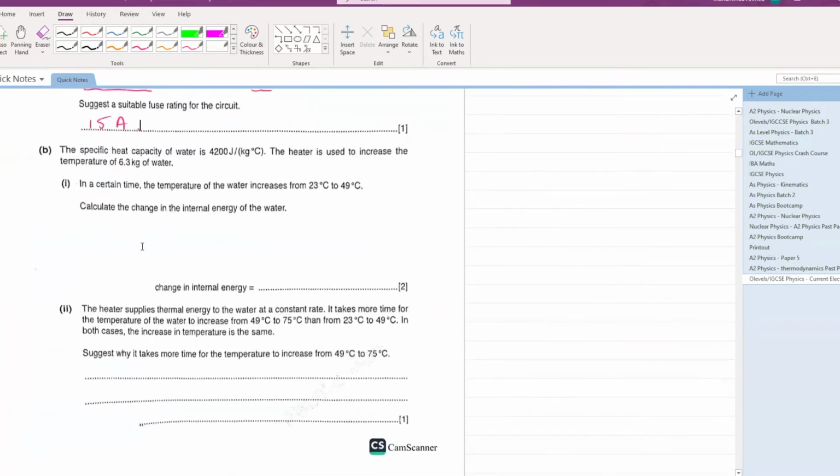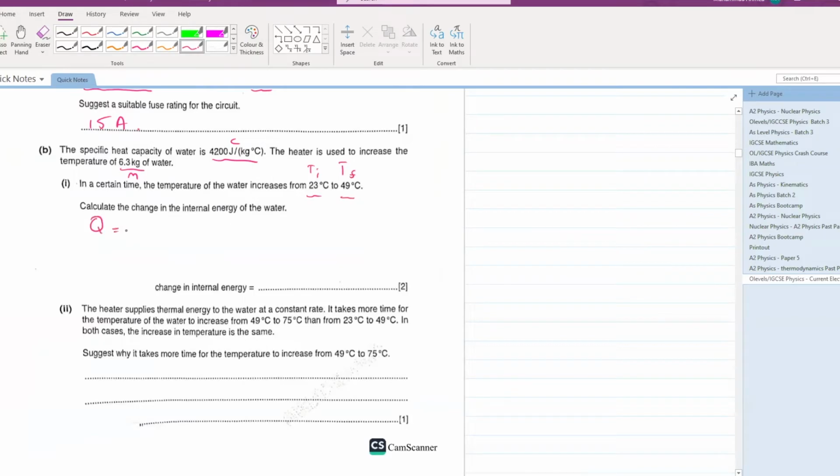Let's further move ahead. The specific heat capacity of water is this. You are given C. The heater is used to increase the temperature of 6.3 kg of water. This is your mass. In a certain time, the temperature of the water increases from this to this. This is your initial temperature. This is your final temperature. Calculate the change in internal energy of the water.